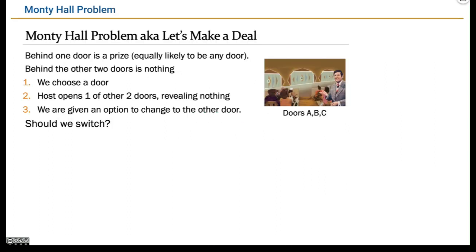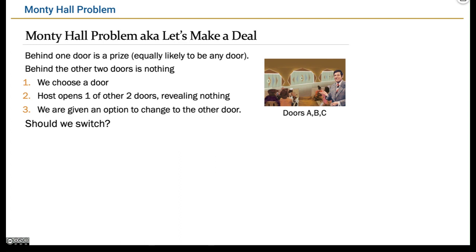Let's look at one more famous probability problem that was actually inspired from an old game show called Let's Make a Deal. The way this game worked is behind one door was a prize. It was random which door it was behind, equally likely to be behind any of the doors. Behind the other 2 doors was nothing. And so the contestant was asked to choose one of the 3 doors. Then the host opened one of the other doors and showed it was empty. Or I think at the time they did this, they put goats behind the non-prize doors.